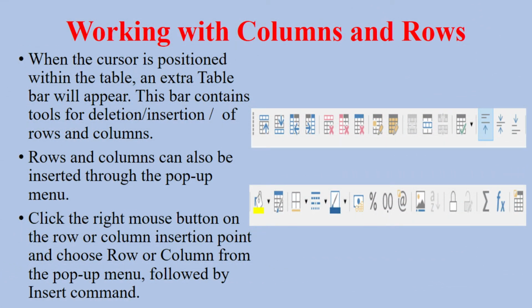Next is working with columns and rows. When the cursor is positioned within the table, an extra table bar will appear. This bar contains tools for deletion and insertion of rows and columns. Rows and columns can also be inserted through the pop-up menu. Click the right mouse button on the row or column insertion point and choose row or column from the pop-up menu followed by the insert command.